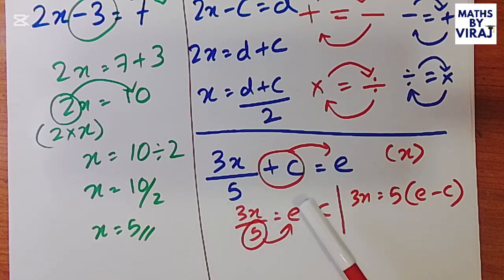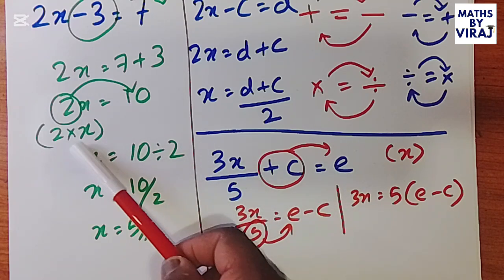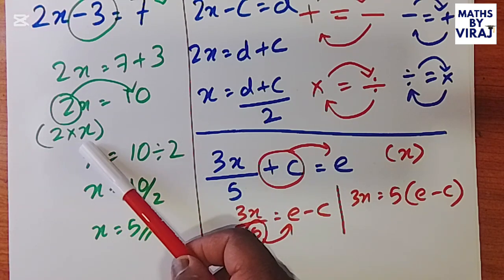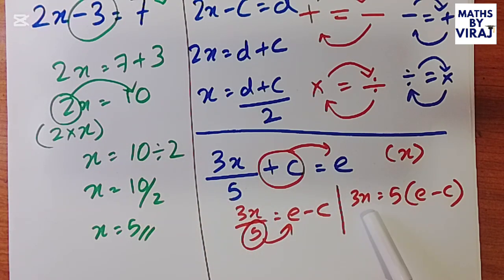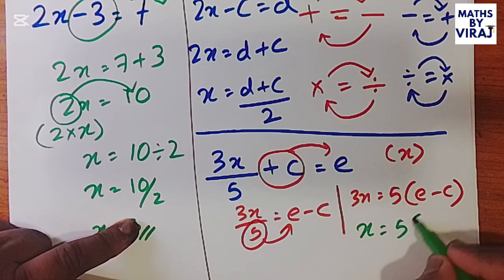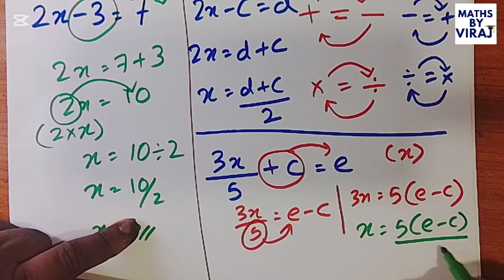Now what you can see here is 3x, which means that it is a product of 3 and x, like what you see here. It's 3 multiplied by x. Therefore, what is the opposite of multiplication? Division, and hence you have x equals 5 times e minus c over 3.